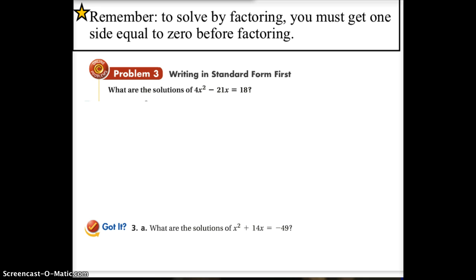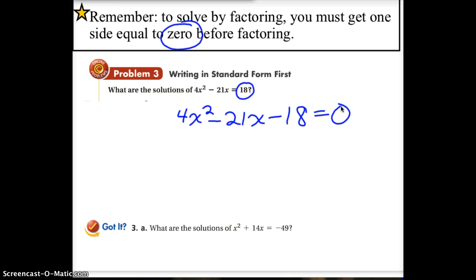Remember, if one side isn't equal to 0, you must get it equal to 0 first. So on this one, I've got to get this 18 out of here, which means I'm going to subtract it from both sides. I get 4x squared minus 21x minus 18 is equal to 0. Next, I'm going to factor it. Can I pull anything out of all of these terms? The answer is no. So I start my unfoiling process.